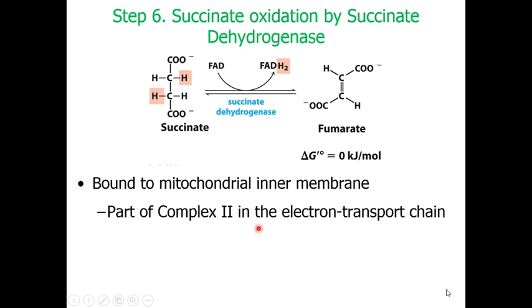Furthermore, FAD is used as a cofactor by this enzyme to oxidize succinate to the alkene derivative fumarate. FAD is usually covalently bound to the enzyme, and more importantly, the delta G0 is 0 kilojoules per mole, which means it's kept at equilibrium and can be reversible. Product concentration is usually kept low to pull the reaction forward.